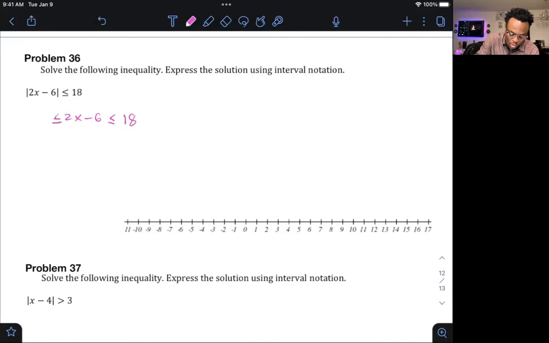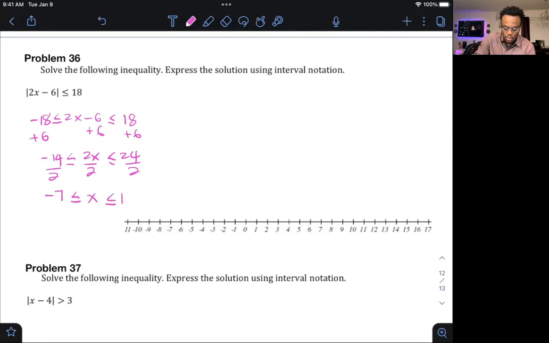Less than or equal to 18 and greater than or equal to negative 18. So positive 18, negative 18 on both sides. And then add 6 on each side. So 2x less than or equal to 24 and 2x is greater than or equal to negative 14. If I divide by 2, that will give me negative 7 less than or equal to x less than or equal to 12.